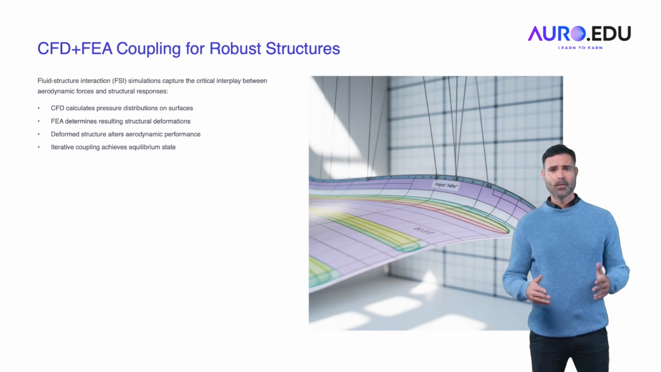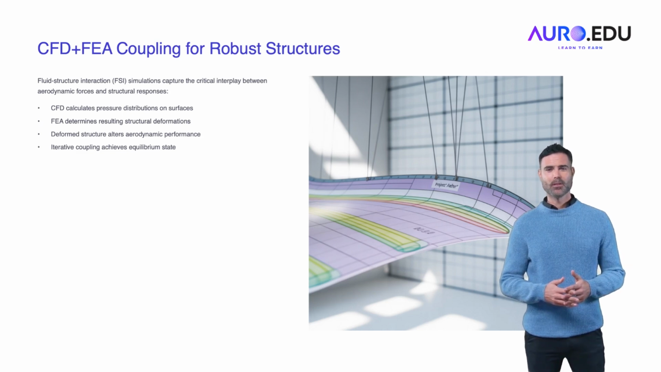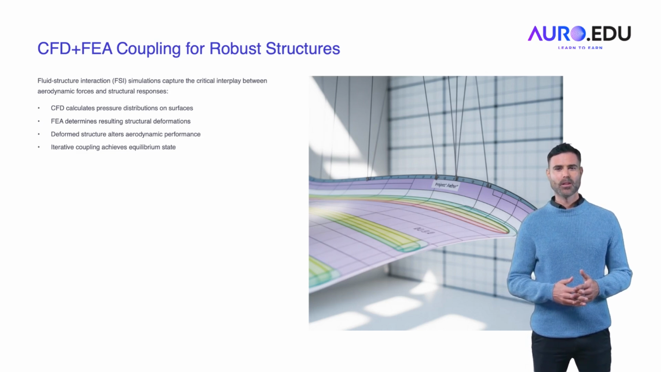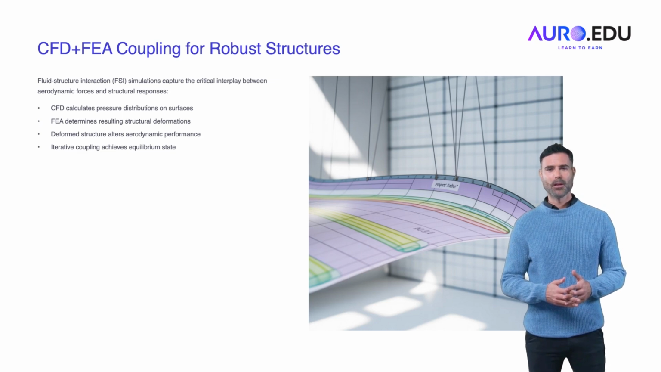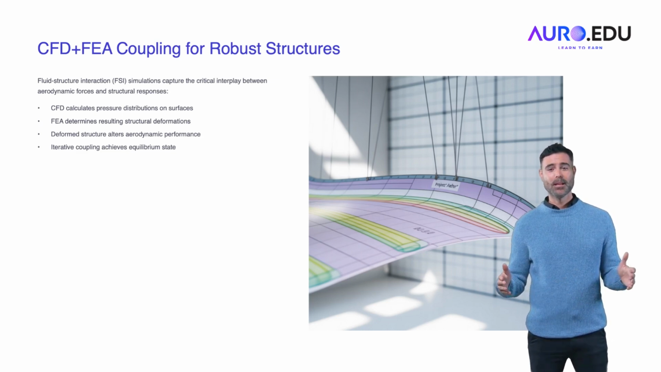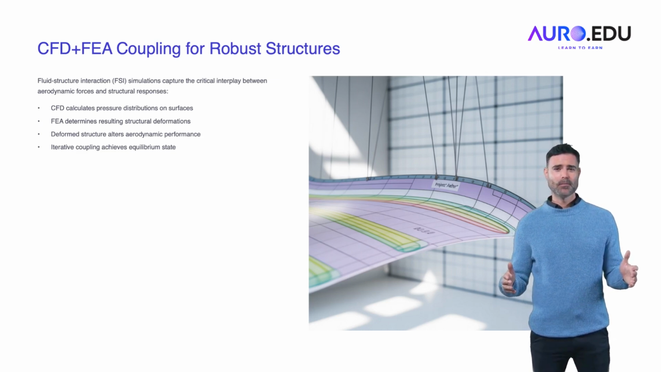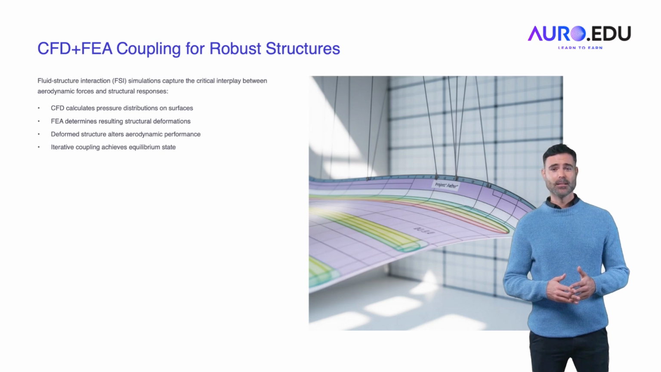CFD calculates the pressure distribution on the surface of the structure, while FEA determines the resulting structural deformations and stress distribution. The deformed structure alters the airflow, which in turn affects the aerodynamic performance, creating a feedback loop that must be resolved iteratively. Two-way coupling between CFD and FEA provides a more accurate simulation, as both systems exchange information until the solution converges to a stable state.